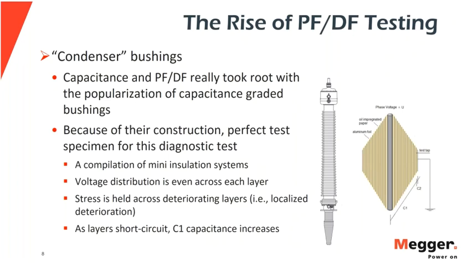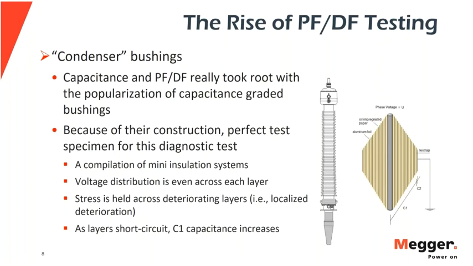So what's this device? It's a condenser bushing, or more commonly known as a capacitance-graded bushing. And manufacturing problems with these type of bushings were not being consistently identified using DC insulation resistance methods. So manufacturers turned to power factor and capacitance tests as an alternative. Because of its construction, a capacitance-graded bushing is actually the perfect test specimen for a power factor and capacitance test.